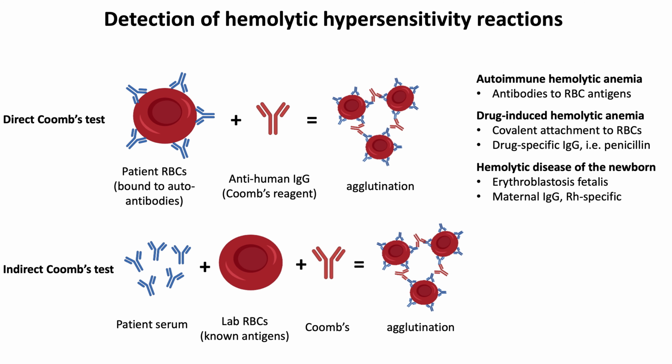There's also an indirect Coombs test in which patient serum is incubated with lab red blood cells expressing known antigens, for example, A or B antigens. And when this mixture is incubated with Coombs reagent, you can also get agglutination, and this is used for ABO typing and Rh screening.